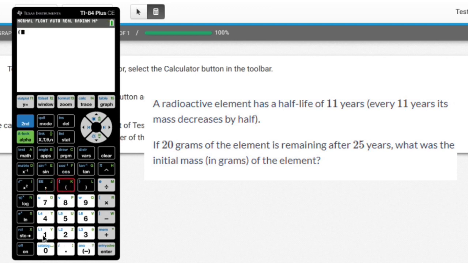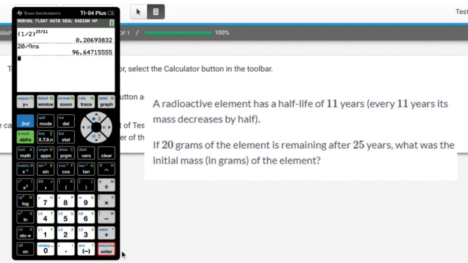First thing I need to do is figure out what 1/2 to the 25 over 11th power is. So I'm typing that out, 25 over 11. It's going to give me that number right there. Now I'm going to take 20 and divide by that number. I can do that by hitting second and then that little negative symbol there, which uses the whole number so I get a more accurate answer, which gives me that guy right there.